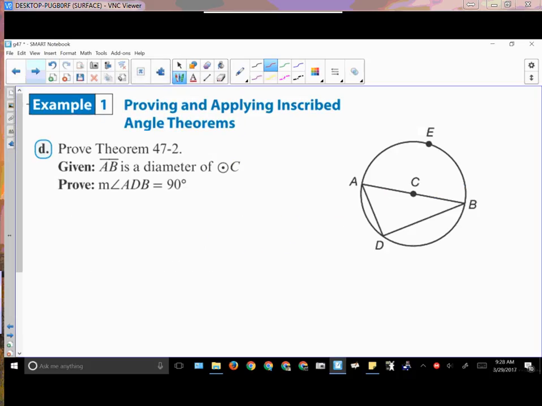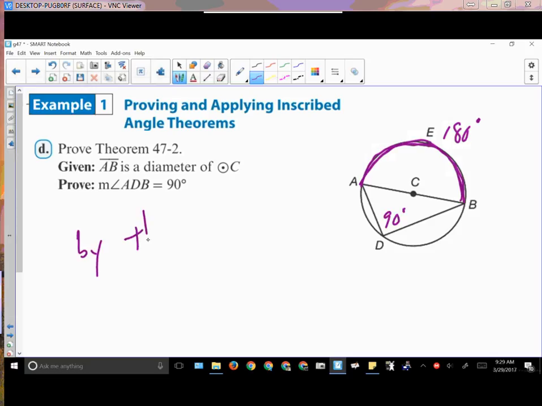So now, I want to prove this idea of theorem 47.2. Well, this one is easier than it looks. How many degrees is that? 180 degrees. And the rule that we have from 47.1 tells us that if this is 180, this has to be half of it, correct? So this has to be 90 degrees.